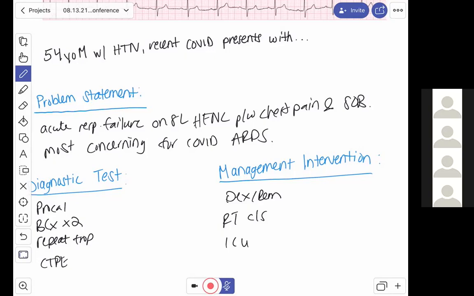CTPE is coming, but not done yet, perhaps. Dex and Rem were started. Respiratory therapy saw him, and he actually went to the floor instead of the ICU. So they can handle somebody who's on 8 liters and is stable on the floor here. Okay. Any questions on this so far?